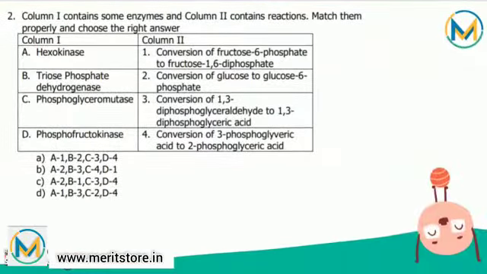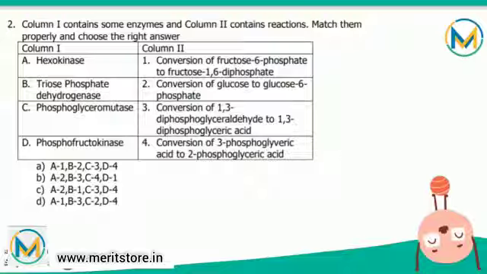Looking towards the next question: column 1 contains some enzymes and column 2 contains reactions. Match them properly and choose the right answer. Now, glycolysis is a process by which one molecule of glucose is converted into two molecules of pyruvate, two hydrogen ions and two molecules of water. Through this process, the high energy intermediate molecules of ATP and NADH are synthesized. Glucose is phosphorylated by hexokinase to form glucose 6-phosphate. Fructose 6-phosphate is phosphorylated by phosphofructokinase into fructose 1,6 diphosphate.